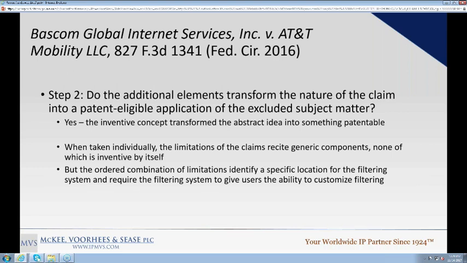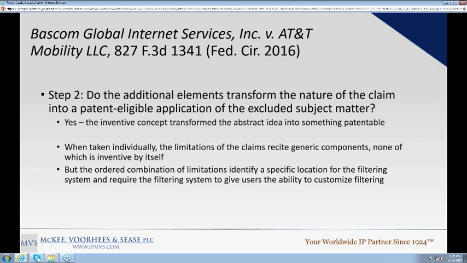So they went to the second step and said, do the additional elements transform the nature of the claim? Is there an inventive concept here? And the court held there was. The inventive concept transformed the abstract idea into something patentable. And here are 2 little notes summarizing what the court had said. They said that, when taken individually, many of these limitations regarding the structuring scheme and filtering were generic components, none of which was invented by itself. But the way they were ordered gave a specific location for filtering in a system and required the filtering system to give users the ability to customize the filtering. And that had not been done before.